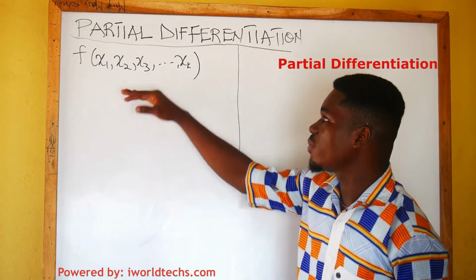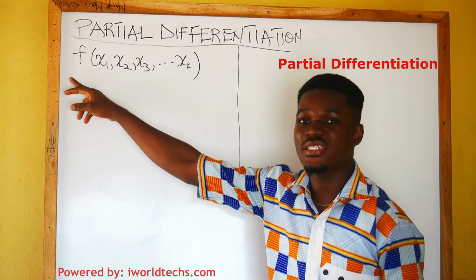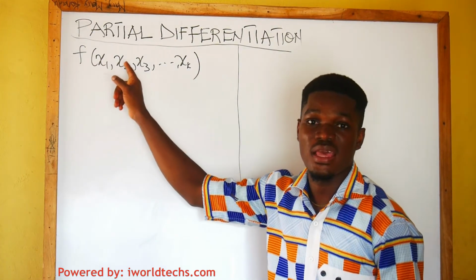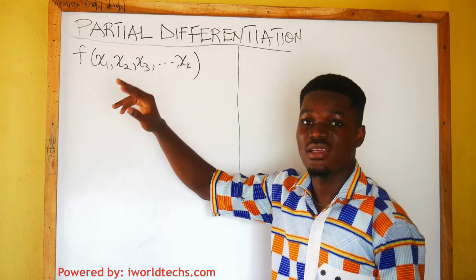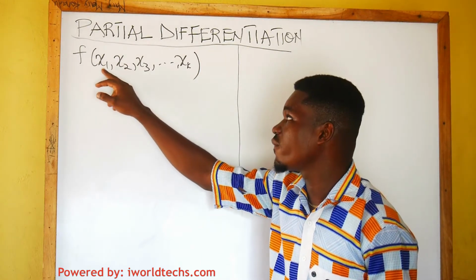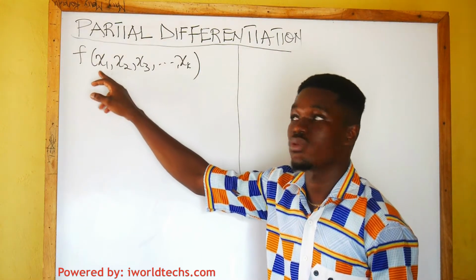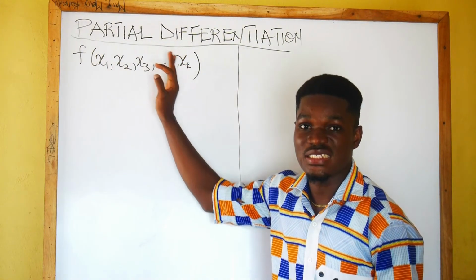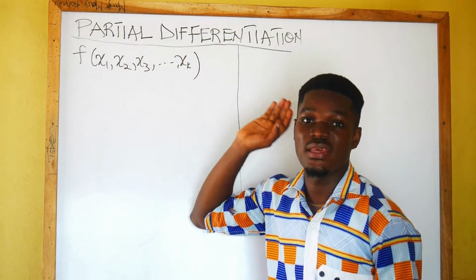Okay, so from this function we can find the partial derivative of this function with respect to x1, x2. So when you are finding the partial derivative of this function with respect to x1, you hold x2 up to xk constant. The same thing applies to the rest of the independent variables.